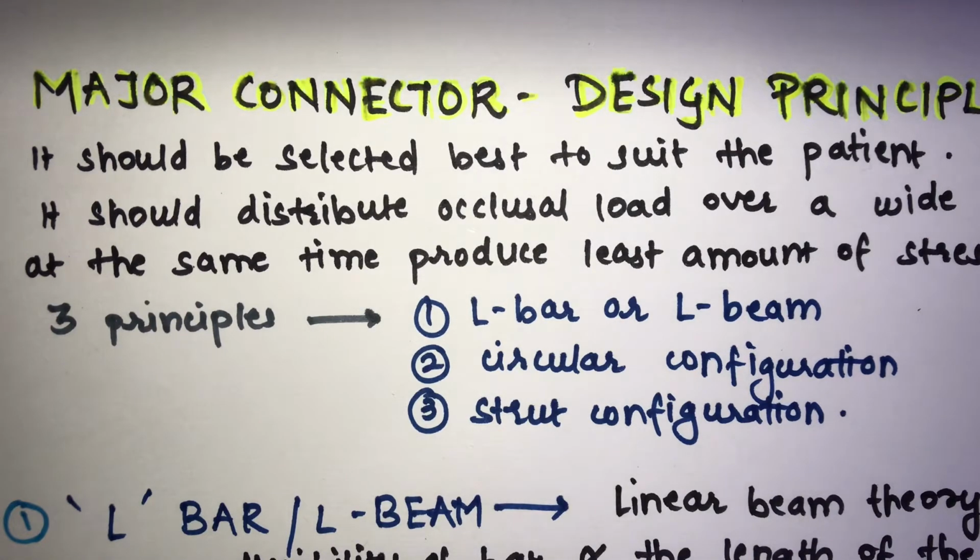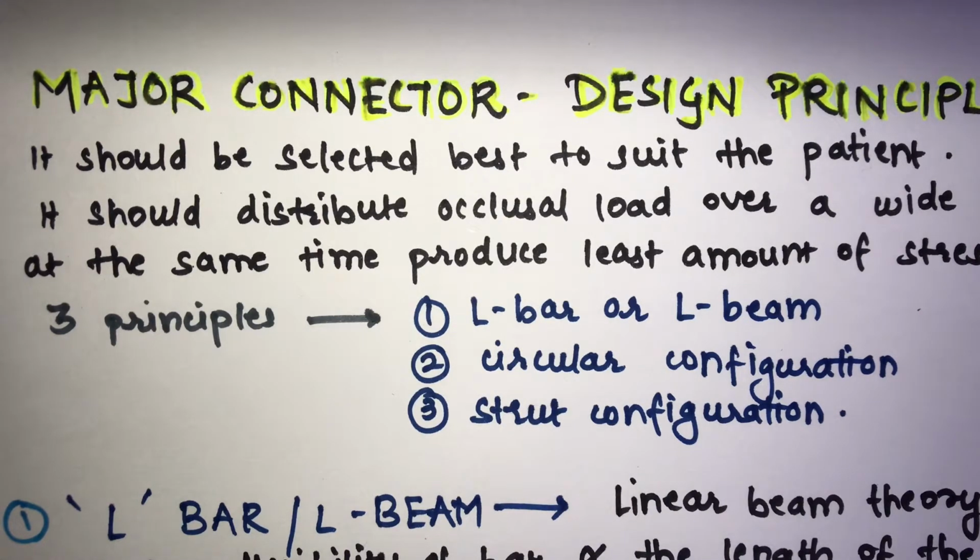About the general considerations of major connectors I have already covered, and in that we have seen that the major connector should be rigid. And for maxillary major connectors I have said that, in particular, so and so major connector follows the L-beam principle. Because of that, it is rigid. So what is that L-beam principle? I'm going to explain in this video.